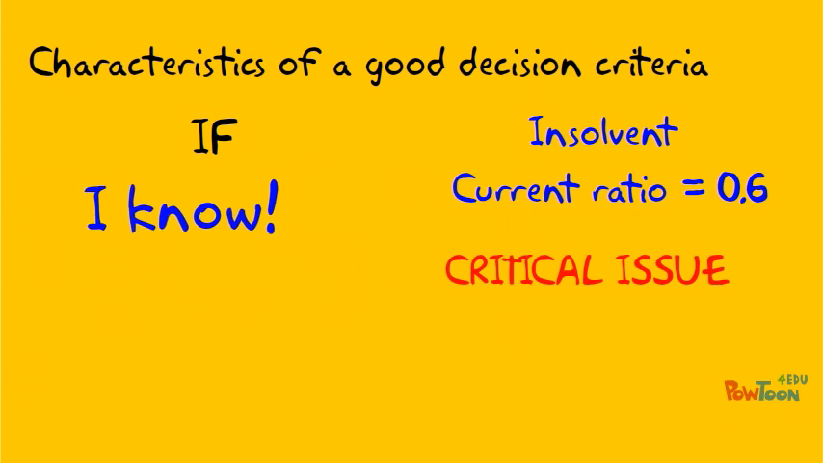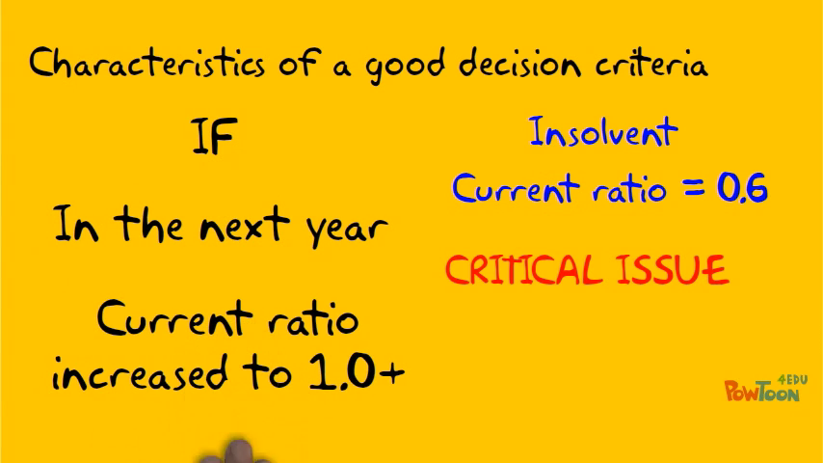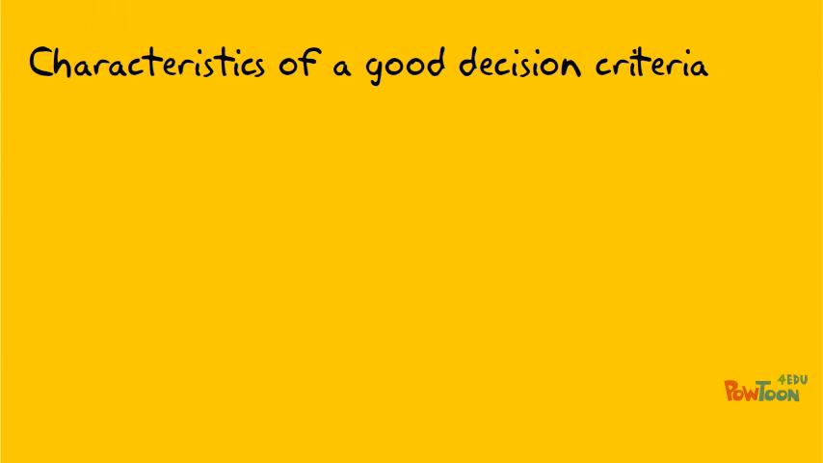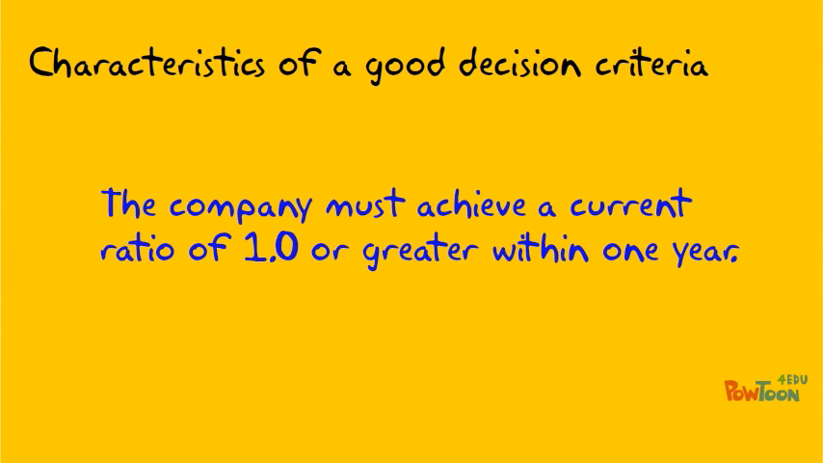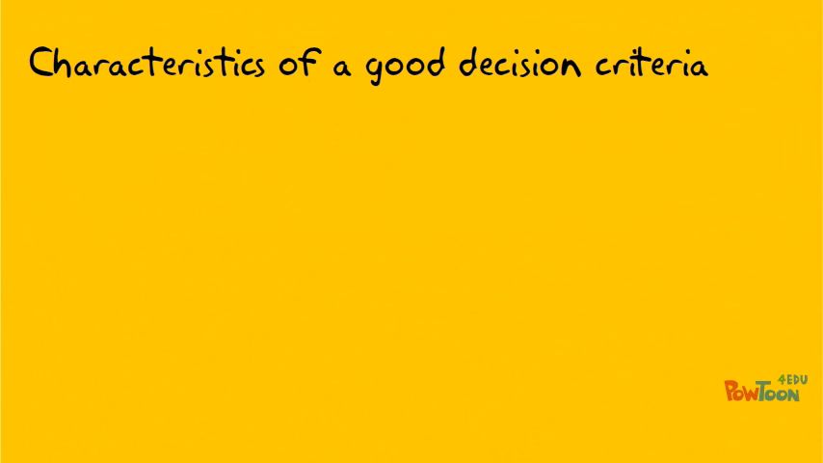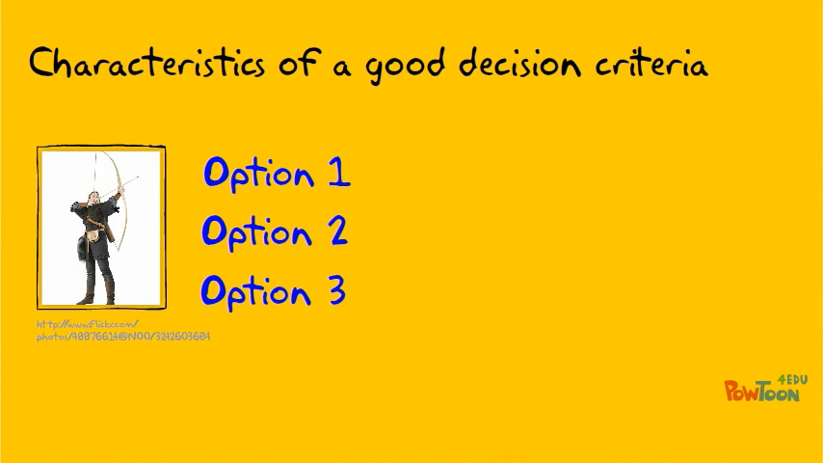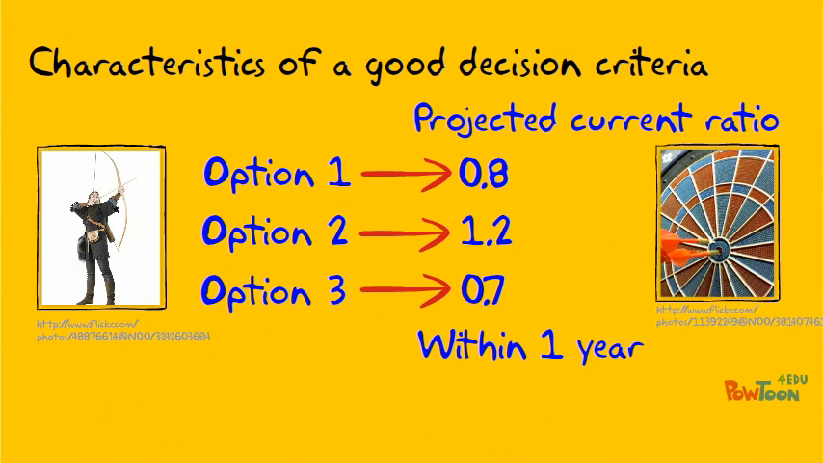I know. If, in the next year, the current ratio equaled 1.0 or higher, that would show the critical issue of insolvency has been fixed. So you set your decision criteria as the following. The company must achieve a current ratio of 1.0 or greater within 1 year. Now, when you look at your options, you compare each option to see what impact it will have on the current ratio, and you pick the option that's going to raise the current ratio to 1.0 or higher.